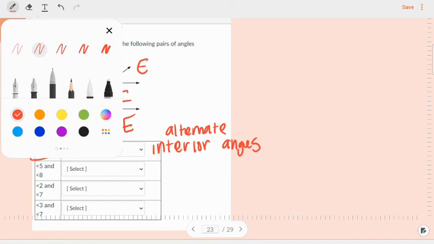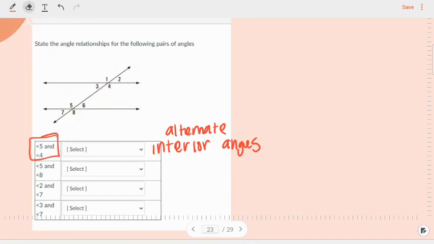Okay, and let's clear this. Okay, 5 and 8. Now you'll notice one's on the interior, one's on the exterior. So I can't call it an interior and I can't call it an exterior. But I do see that they share this vertex and only that vertex, which makes them vertical angles.